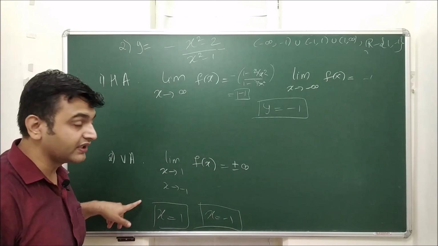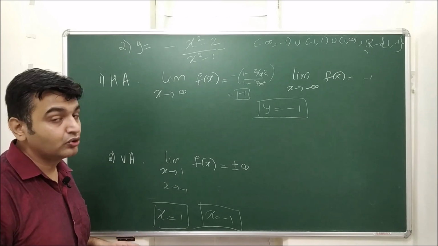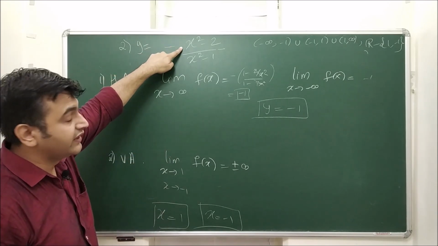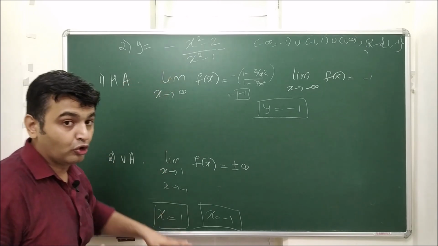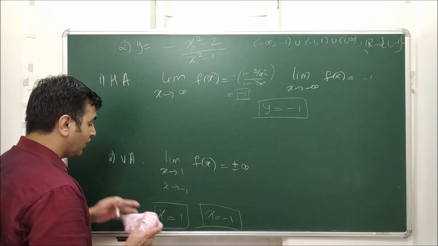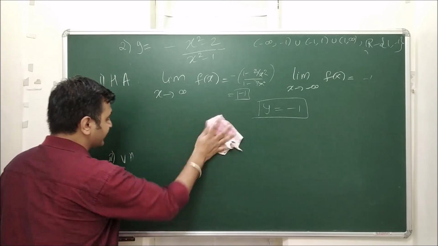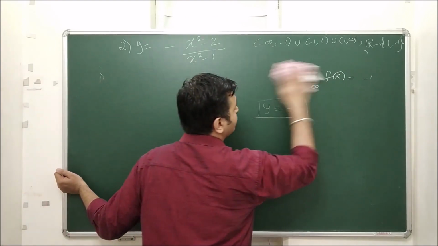So horizontal and vertical. Do you have any oblique asymptote? No, because the degree of numerator is not 1 plus the degree of denominator. So no oblique asymptote. Okay, good. Now we have sufficient information to sketch the graph of the function.